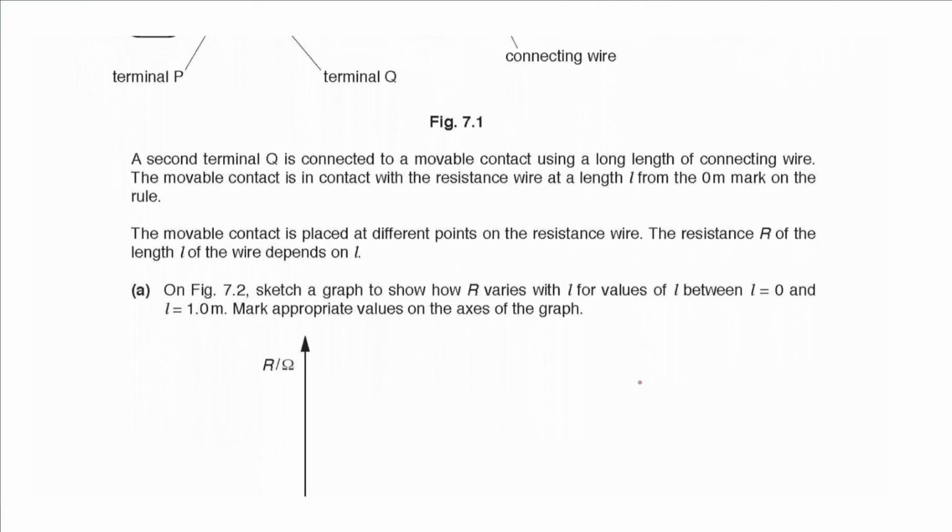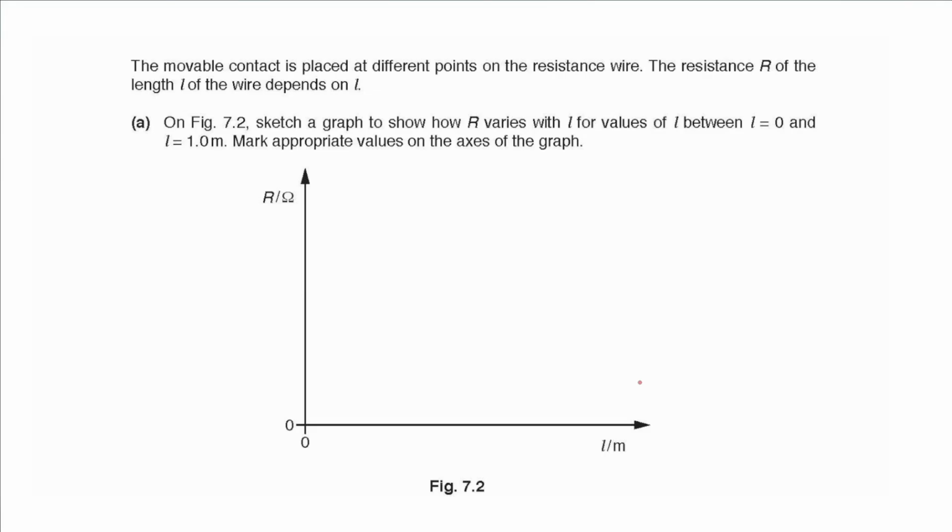Part A says, on figure 7.2 below, sketch a graph to show how resistance R varies with length L for values between L equals 0 and L equals 1 meter. Mark appropriate values on the axes on the graph. And we know that resistance is directly proportional to length. So the graph will be a straight line through the origin. The end of the line is at 1 meter for the length and at the maximum resistance of the wire on the y-axis. The maximum resistance here was 7.6 and the maximum length was 1.0 meters on the x-axis.